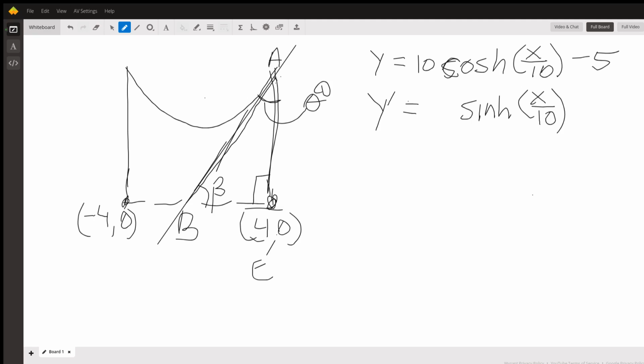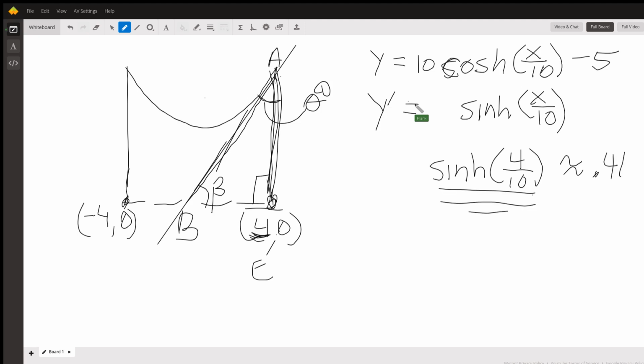And then I can plug in the x value where that pole is, where it touches that line. The x value is 4. So the slope is going to be the hyperbolic sine of 4/10. At this point, you can get an approximate answer. It's approximately 0.41. But I'm going to use this in my further calculation. So that's the slope. All right, now how am I going to find theta?